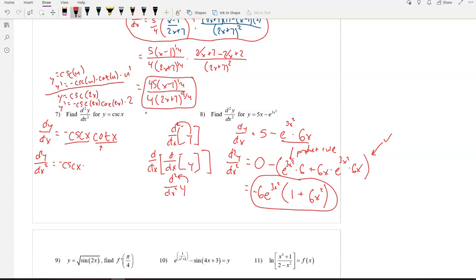What is the derivative of cotangent of x? Yes, negative cosecant squared x. Okay, plus the second, so cotangent x, times the derivative of the first.